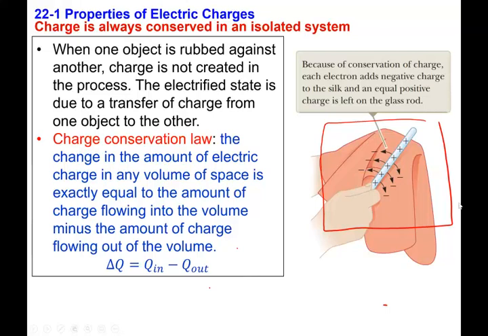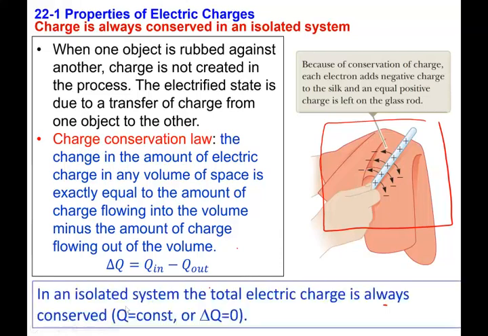Okay, so charge is conserved. Charge cannot be created or disappear. It's usually just transferred from one object to another or from one molecule to another. They don't just disappear or just get created. So in an isolated system, the total electric charge is always conserved. That means the charge is constant, or we can say the change in charge delta Q is equal to 0.